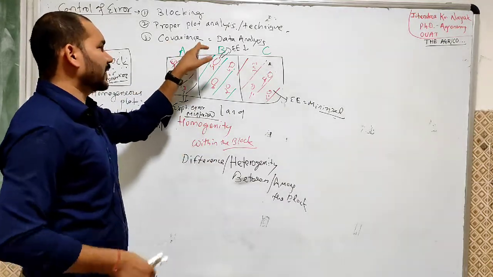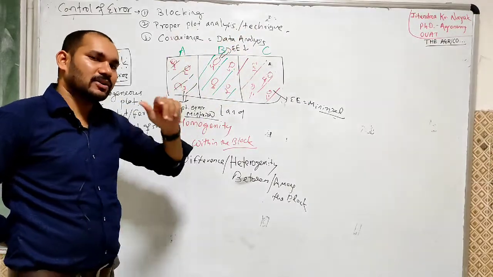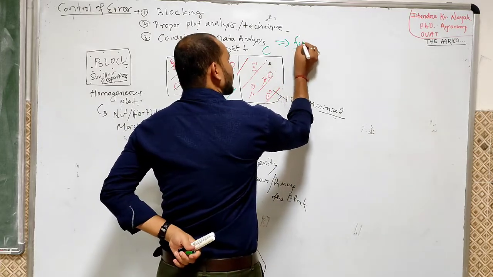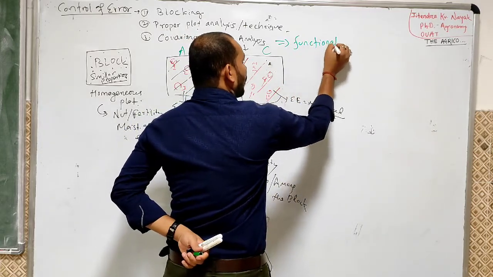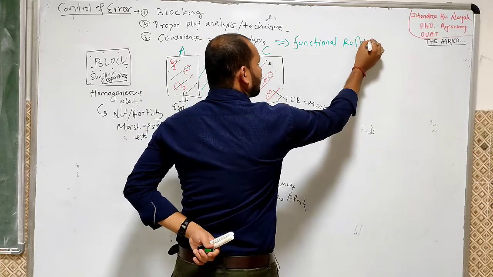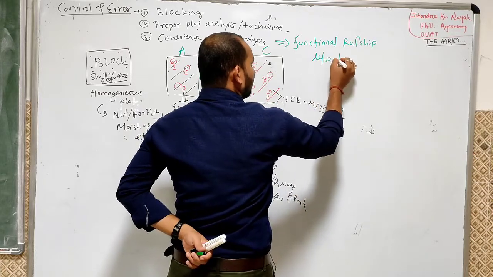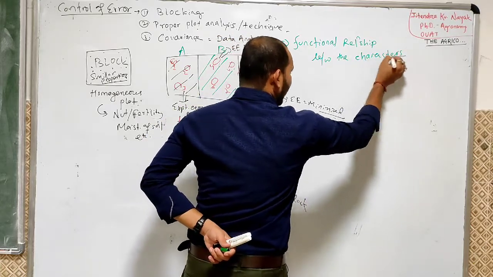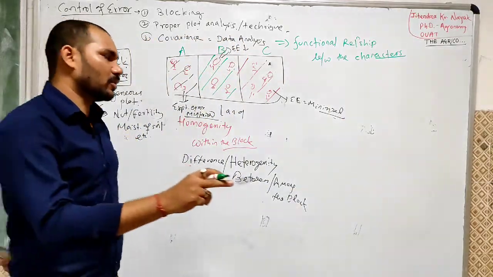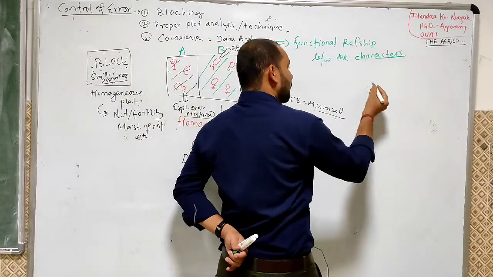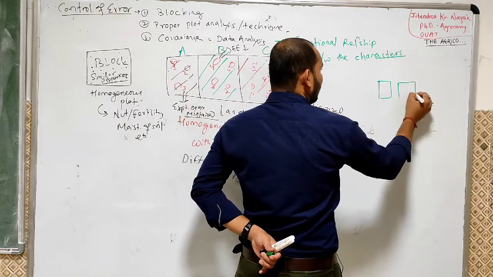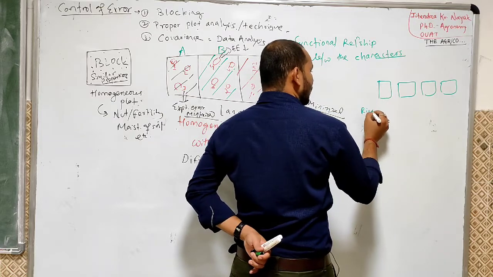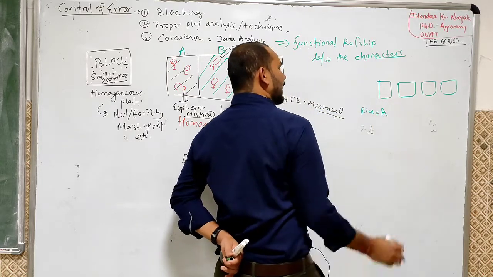So the last one is covariance, for data analysis. Now you see, covariance means the functional relationship between the characters. So for example, there are 4 plots where rice, let the variety be A. A variety is grown here.